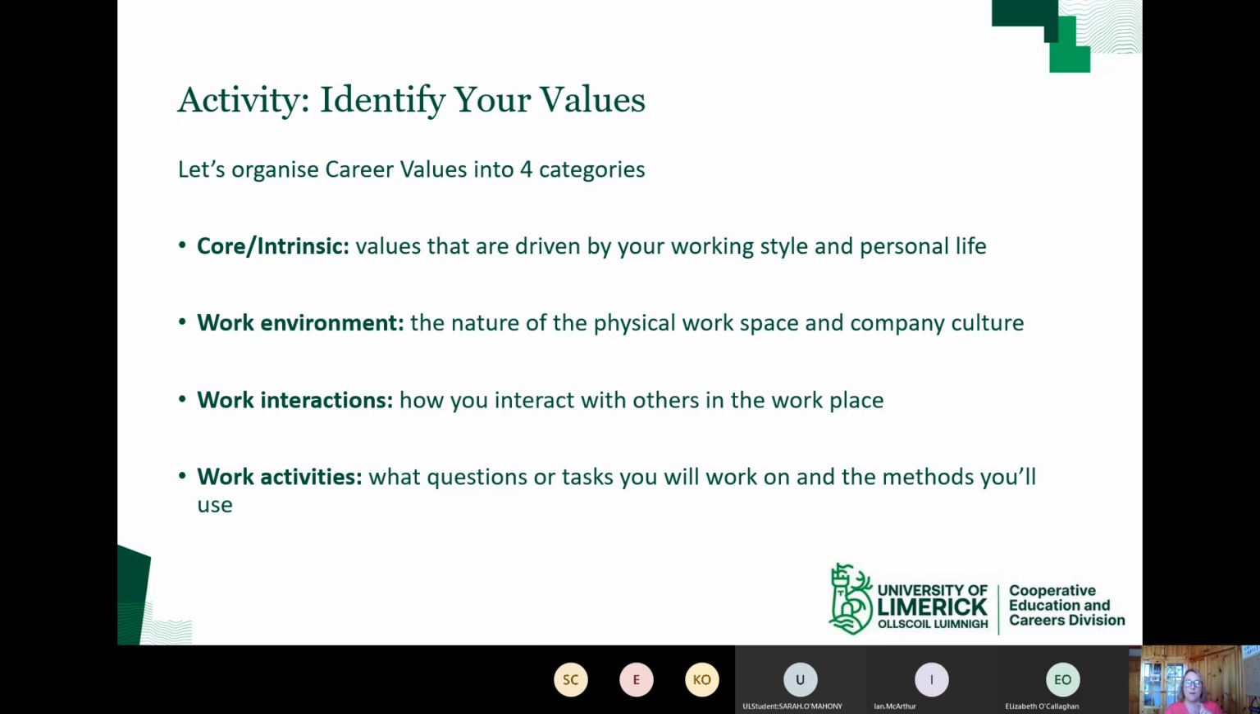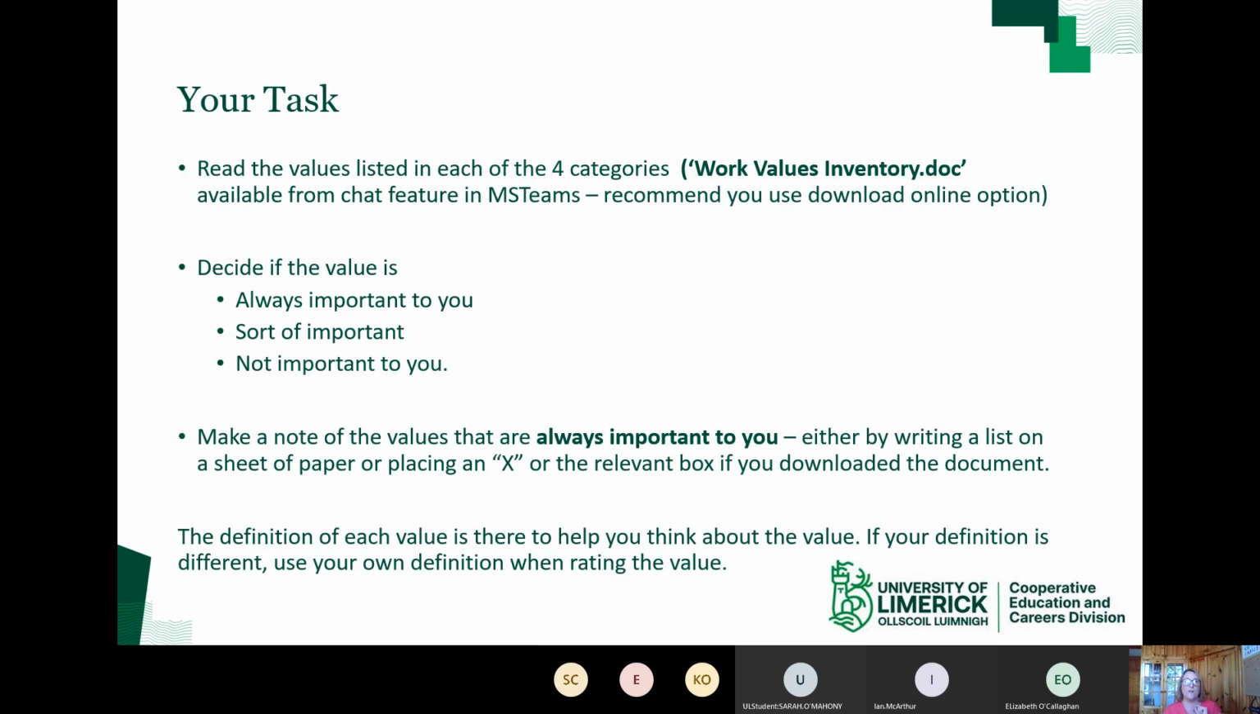As I mentioned earlier, I emailed you the Word document that you can download and complete, and I uploaded it to the meeting chat function here on Teams. So if you want to take that now, you can have a look at it. I'm going to show you screenshots of those 4 categories, and ask you to think about yourself in the context of the values mentioned in each. The task is to decide if the value is always important to you, sort of important, or not important to you. So the first thing you're doing is seeing, okay, these are values, and where do I stand in relation to them? How important are they to me?